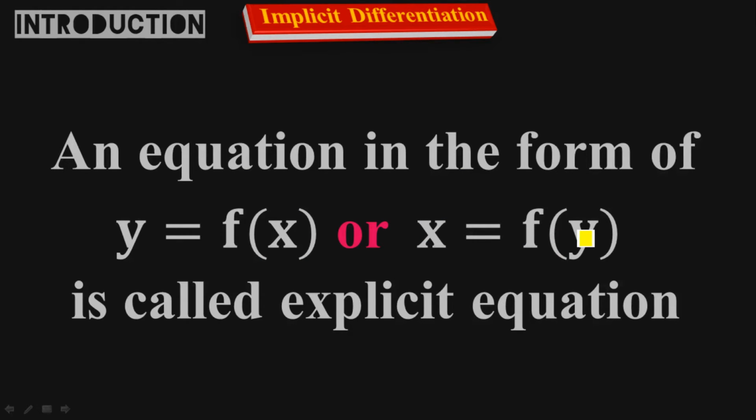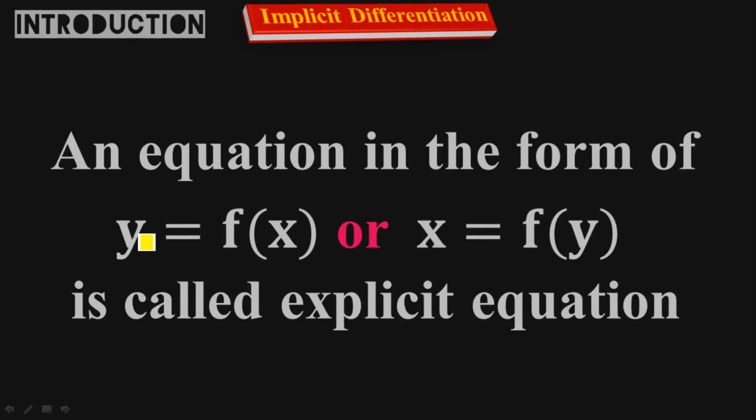equals f of y, which means that y is explicitly a function of x. Y is on one side and the terms with the x variables will be on the other side. So this function y is explicitly in terms of x. Or if your independent variable is y, sometimes you may have x equals f of y, where your independent variable is y. Here my independent variable is x. This x has been shown explicitly in terms of y. Therefore this kind of equation is called an explicit equation.